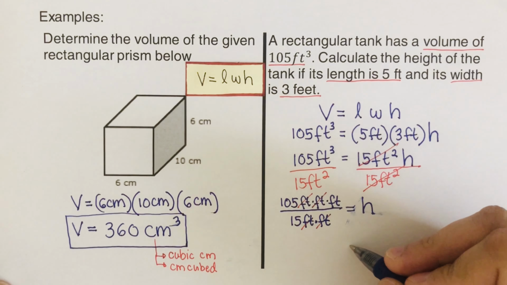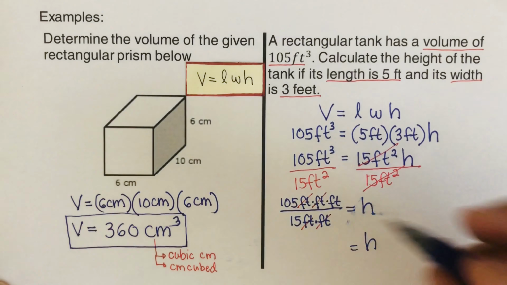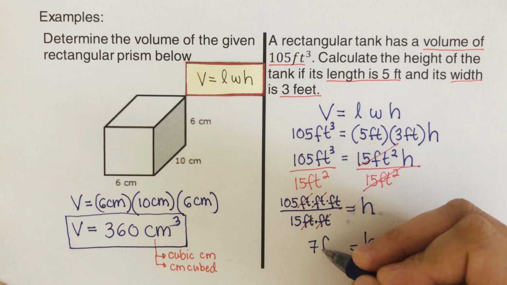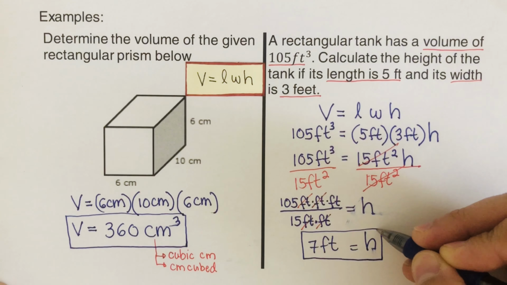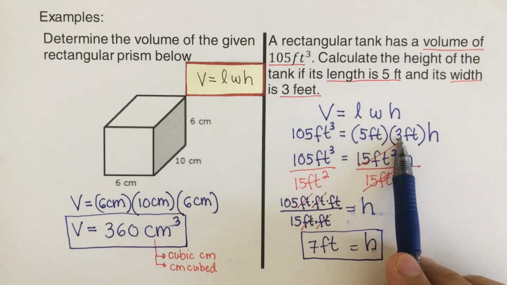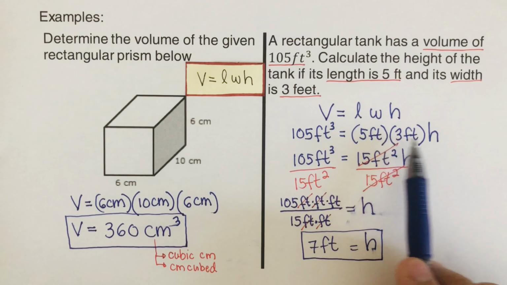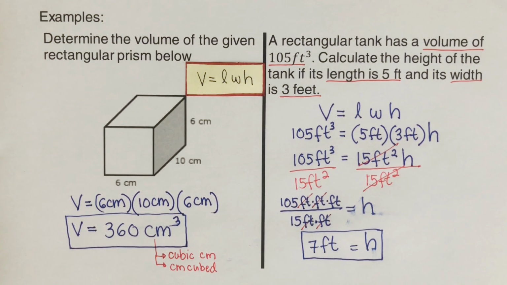So then our height here is equal to 105 divided by 15, which is 7 feet, and this is our height. This makes sense because if we multiply 5 times 3, which is 15, and 15 times 7, which is the height, we get 105. Did you get 7 feet as your answer for the second problem?